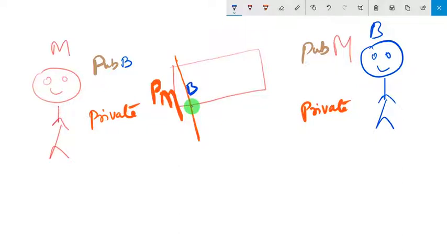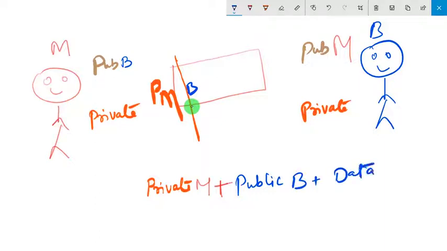Now first, the flow is something like this. First, private key of M, then public key of B, then data. Now this message is being forwarded to B.